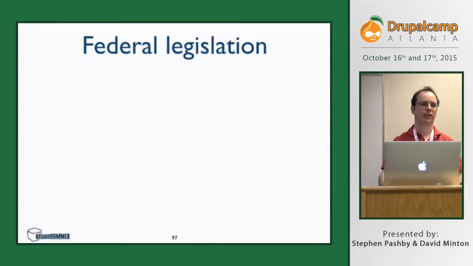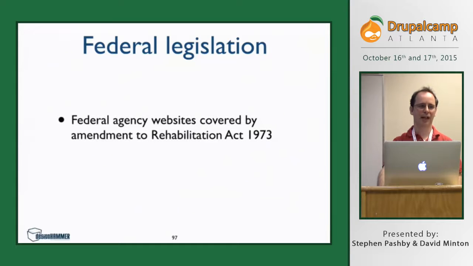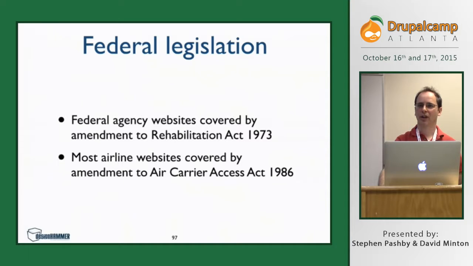So a little bit about some of the federal legislation. We kind of touched on that at the very beginning when we were talking about the different guidelines. Some of the existing legislation is the federal agency websites. They're covered by the amendment to the Rehabilitation Act of 1973. And so that is Section 508. So it applies to specifically federal agency websites. Then something else that's interesting, because these are for-profit businesses, most airline websites are covered by an amendment to the Air Carrier Access Act of 1986. So we're starting to see that if you thought, I'm not in government, I don't get money from government, website accessibility doesn't apply to me, that's not correct.